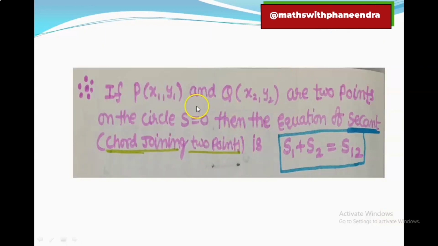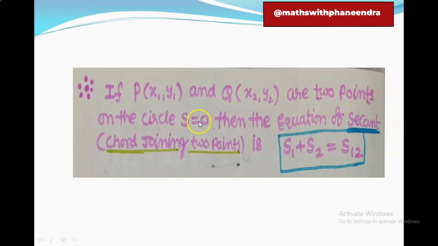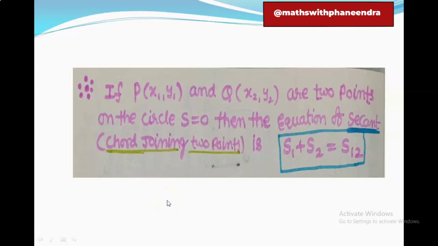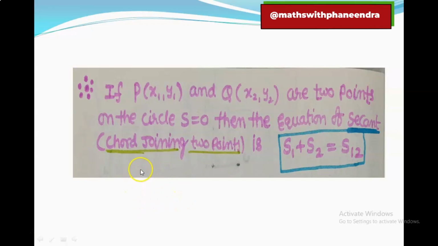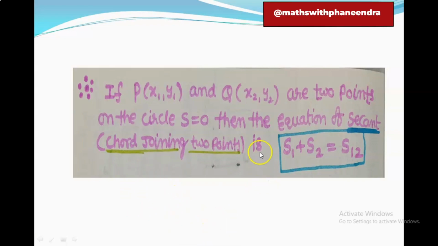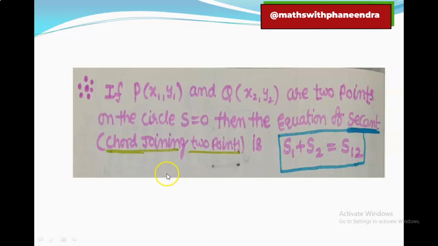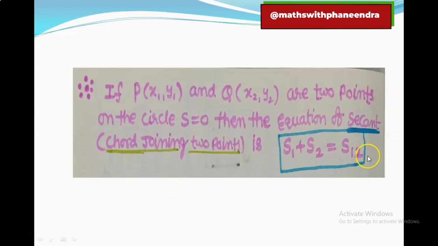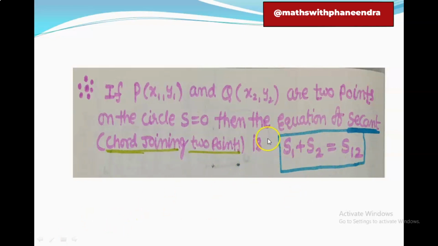If P(x1, y1) and Q(x2, y2) are two points on the circle S = 0, this is the circle equation, S = 0. Here one point P(x1, y1), here another point Q(x2, y2). The chord joining these two points is called the secant to the circle. How to write that equation? That is S1 + S2 = S12. It will help for some competitive exams.